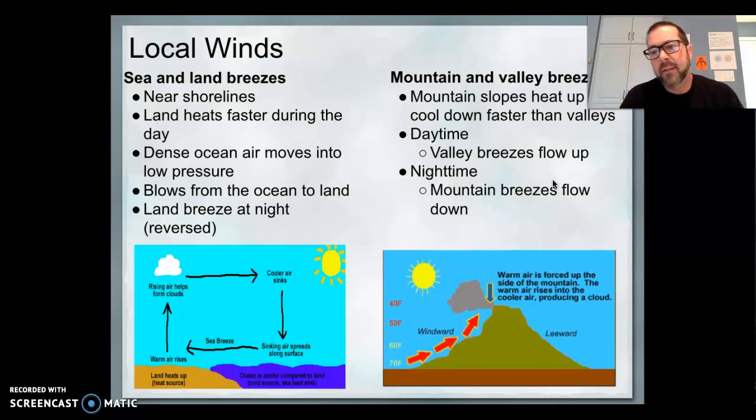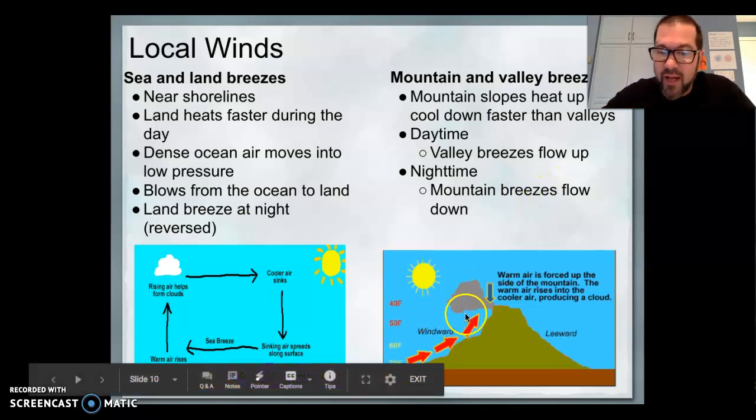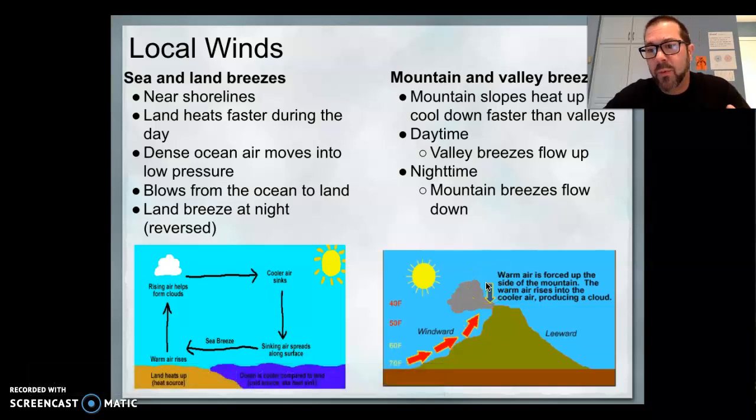In the mountains, it's the slopes that heat up and cool down faster than the valleys. So during the day, you're going to get these valley breezes that are essentially flowing up towards the low pressure. Then at night, that process will reverse, and you'll feel the breezes flowing down from the peaks of the mountains into the valleys. So that's sea and land breezes.